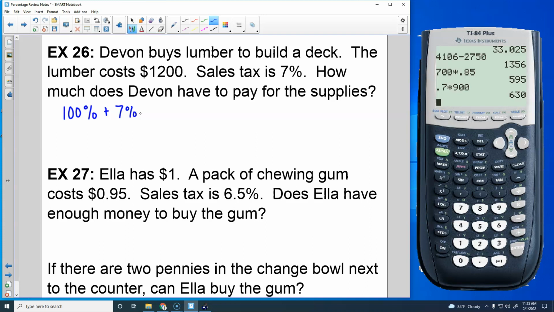So states vary a lot on what they charge for sales tax. In North Carolina, you're going to see it around 7 most of the time. So that's going to be 107% of the price that you got to pay, which if we change to a decimal is 1.07. And then we multiply. So we'll have 12,000 times 1.07.